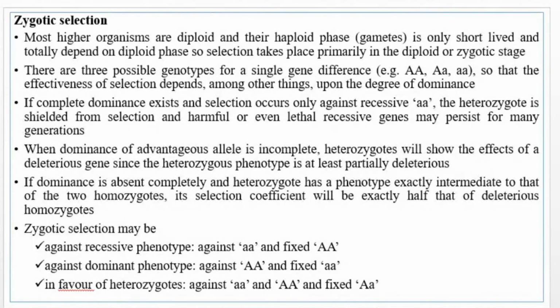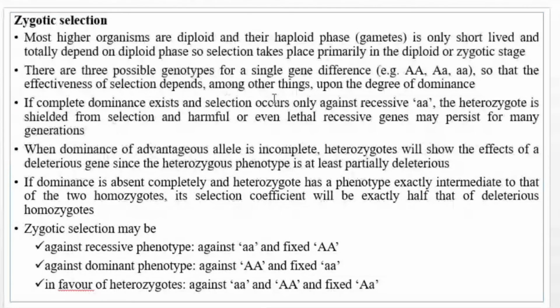Zygotic selection हुँदाखेरि multi-organisms अथवा higher organisms को चाहिँ short gametic cycle पनि हुन्छ अथवा haploid cycle पनि हुन्छ, but most of the life cycle is spent with the diploid अथवा gametic stage. So most higher organisms are diploid and their haploid phase is only short-lived and totally depends on the diploid phase. So selection takes place primarily in the diploid or zygotic stage.